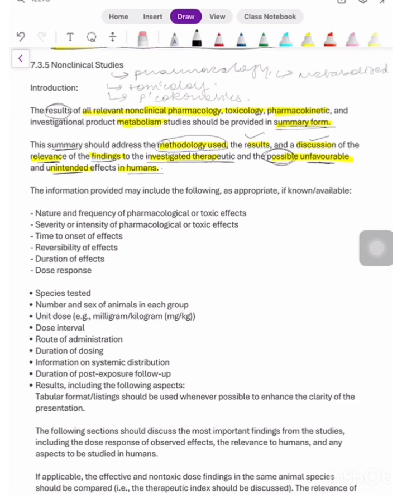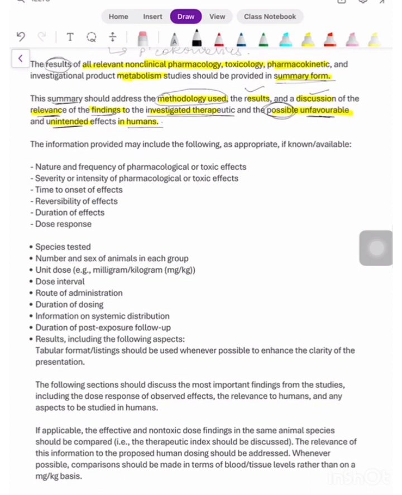So the information provided may include the following as appropriate if known or available: the nature and frequency of the pharmacological and toxicological effect, that is, what nature of pharmacological or toxicological effect it will be and what will be its frequency. The severity and intensity of that pharmacological or toxic effect, what is the severity or the intensity of that effect. Then time to onset of effects, that they observe that after 2 hours of administrating that particular drug, they observed rash or they observed some other kind of side effect.